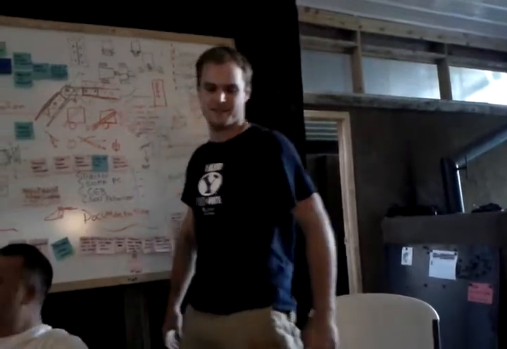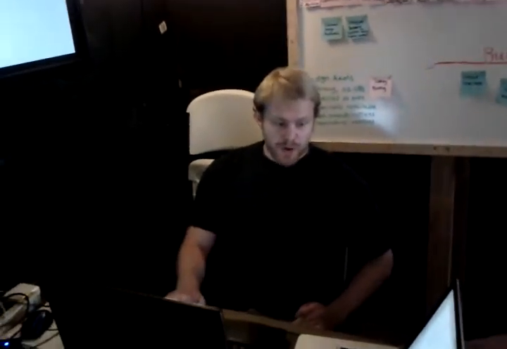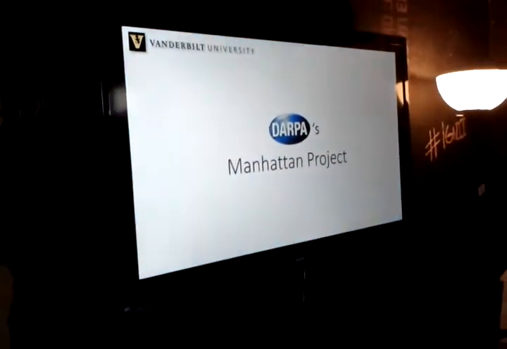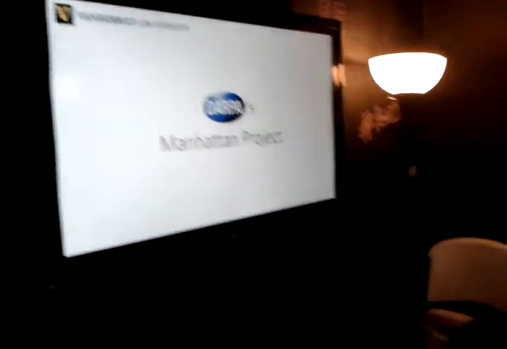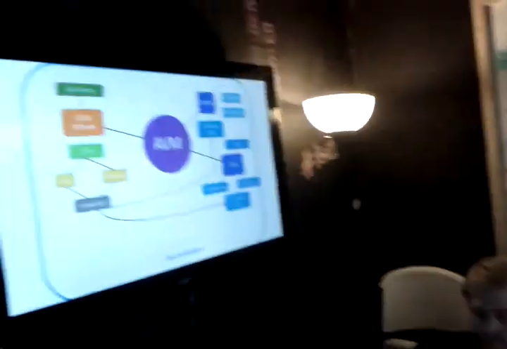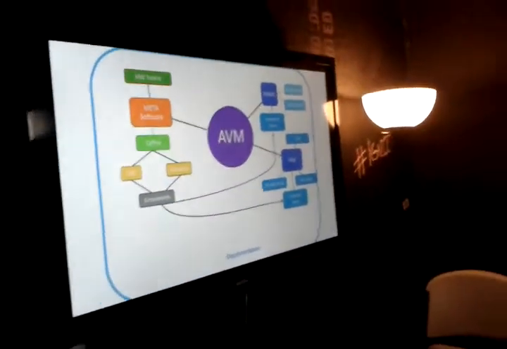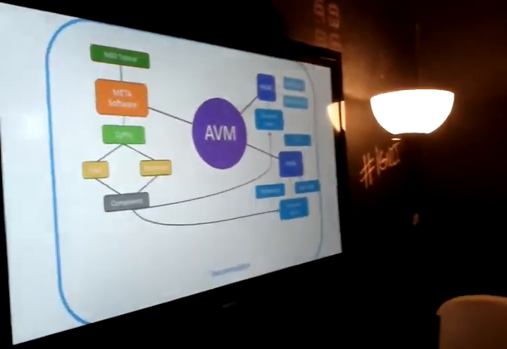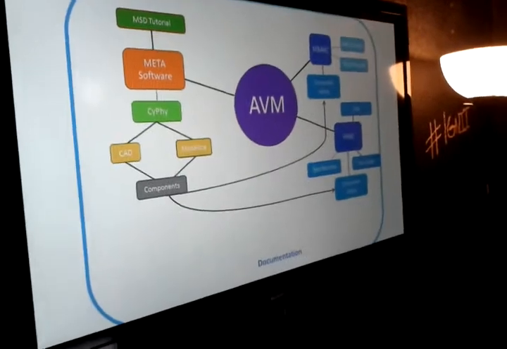DARPA's Manhattan project. This project is called Adaptive Vehicle Make, and this is DARPA's primary initiative. It's the equivalent of the Manhattan project. Basically, that's how big it is. This is just a broad overview of the entire program. AVM is Adaptive Vehicle Make.